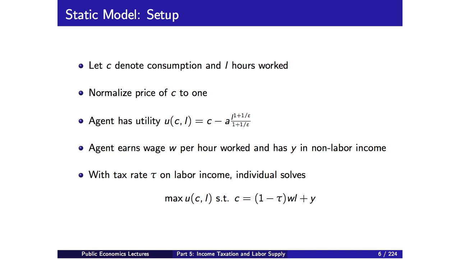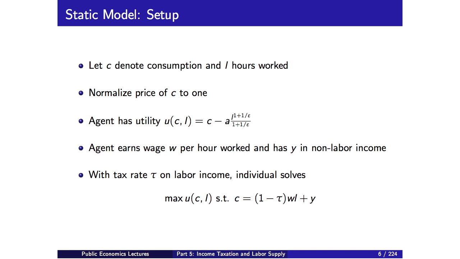Let's let C denote consumption and L the number of hours you work. Normalize the price of C to 1. We assume the standard quasi-linear form for the utility function, and this convex disutility of labor, which is going to generate a log linear constant elasticity of labor supply function when we maximize utility. The agent earns a wage of W per hour of work and has Y in non-labor income. So with this utility function, you're going to get log L equals A plus B log W times 1 minus T, where T is the tax rate.